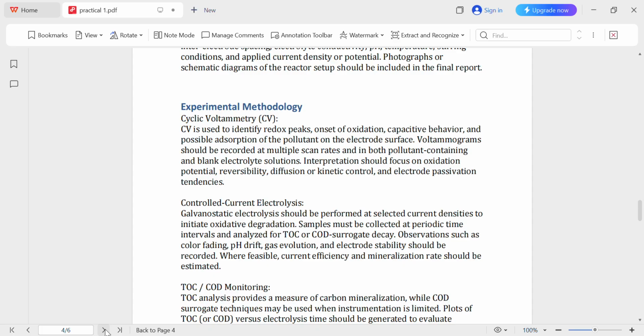Observations such as color fading, pH drift, gas evolution, and electrode stability should be recorded. Also, the current efficiency and the mineralization rate should be estimated, meaning calculate how efficiently the current removes the pollutants, and estimate how fast the pollutants are converted to harmless products.